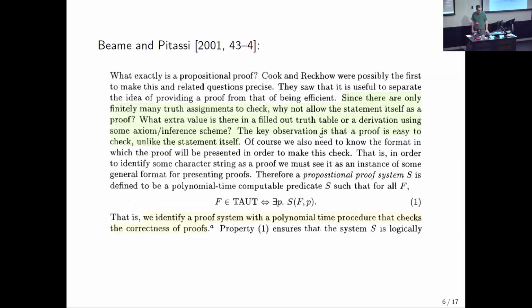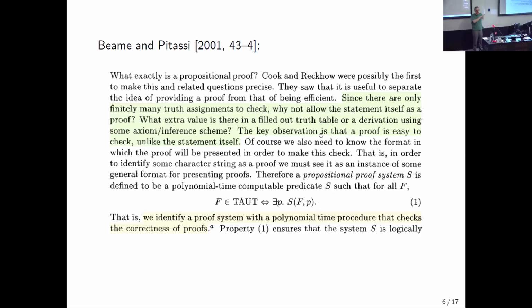Okay, if we go back to this quote, there's another thing in what's meant to be highlighted in green, this bit up here, which is a kind of argument, not just an appeal to intuition. What it says here is, since there are only finitely many truth assignments to check, why not allow the statement itself as a proof?